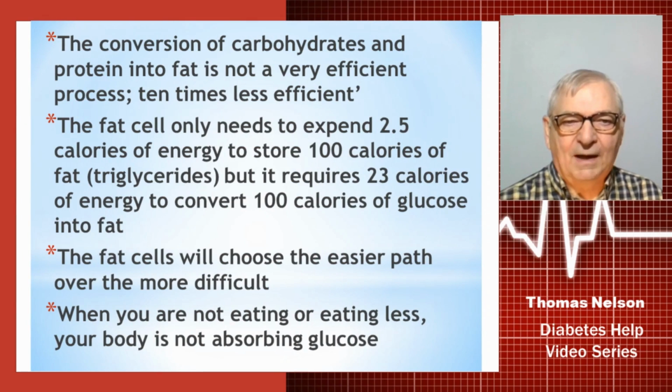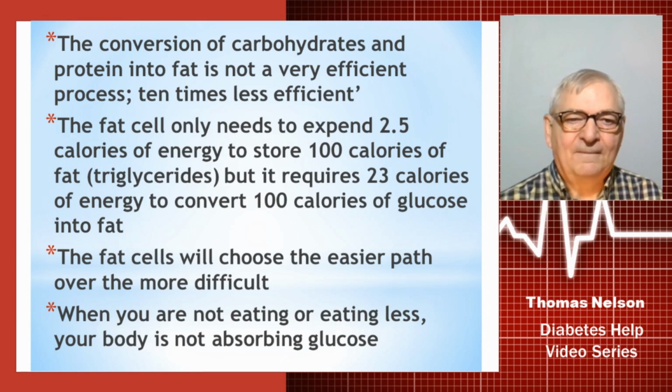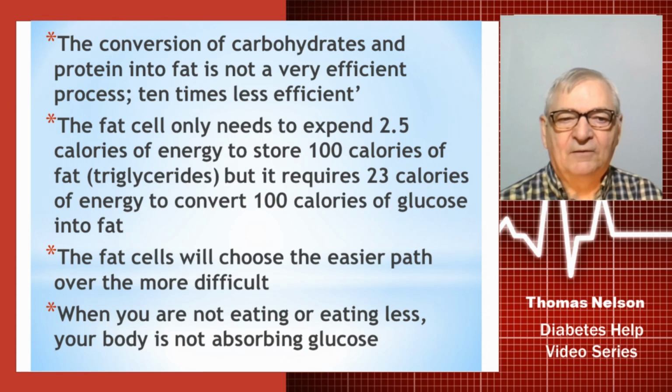So the conversion of carbohydrates and protein into fat is not a very efficient process. In fact, 10 times less efficient than a direct deposit of triglycerides. The fat cell only needs to expend 2.5 calories of energy in order to store 100 calories of fat or triglycerides. But it requires 23 calories of energy to convert the excess glucose into fat and store it.